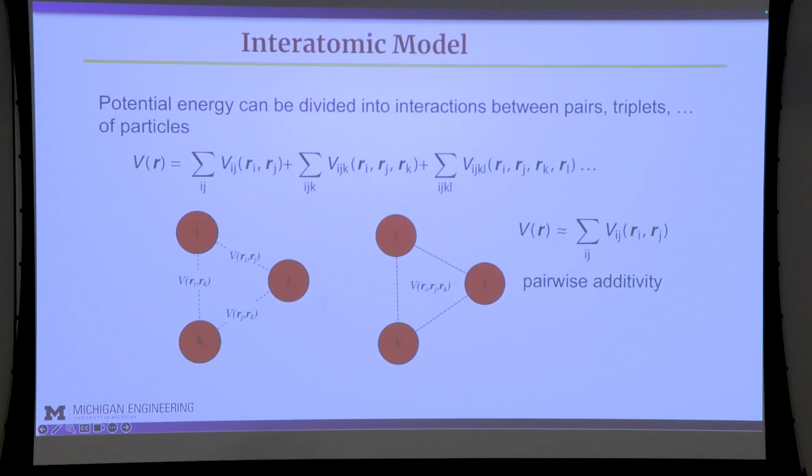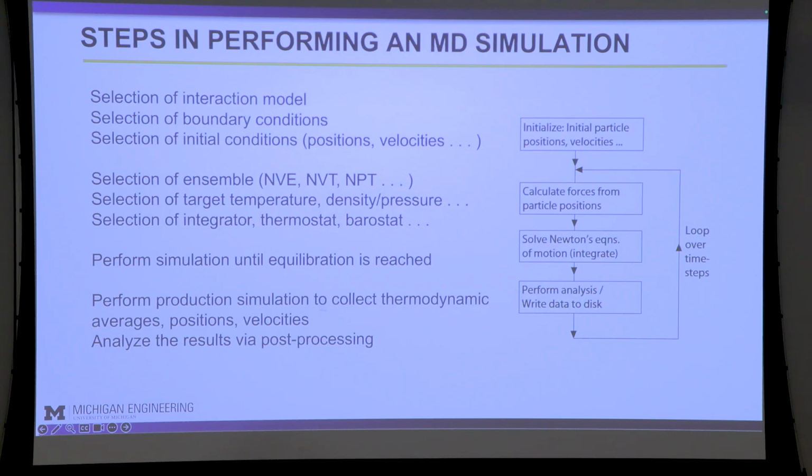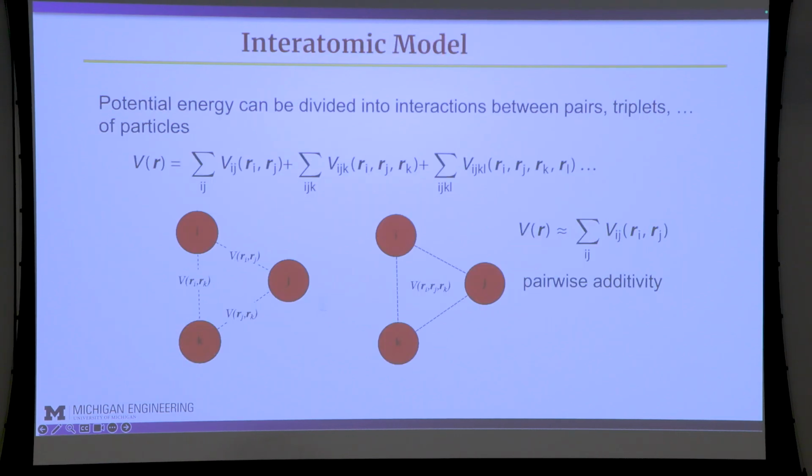Now, this is important. It goes back to what we talked about yesterday a little bit, the potential, the interaction. I need to choose my interaction model. It's one of the main inputs that you have. Now, potential energy can be divided between pairs, triplets, or more particles. So this is an example. You have 3 particles, and you have all those interactions. So you will have ij, you will have ijk, and you will have ijkl, and you keep going. So those are all the things.